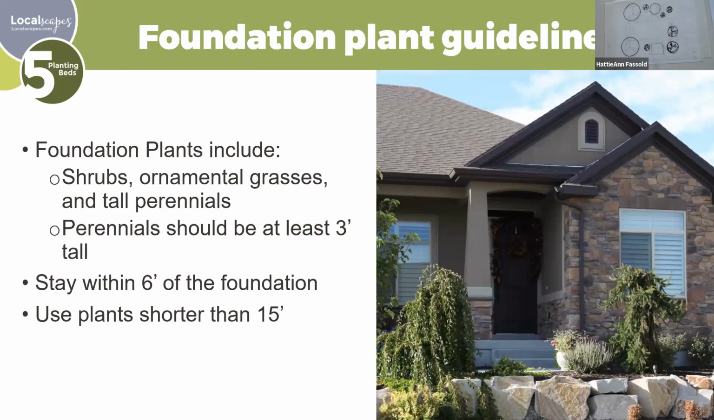It can include ornamental grasses, shrubs, taller perennials. Taller perennials meaning perennials that are at least 3 feet tall. You want to stay within 6 feet of the foundation for your foundation plants. And you want to use plants that are shorter than 15 feet. So you're not wanting to put gigantic deciduous trees right next to your house. You do want them to stay smaller.